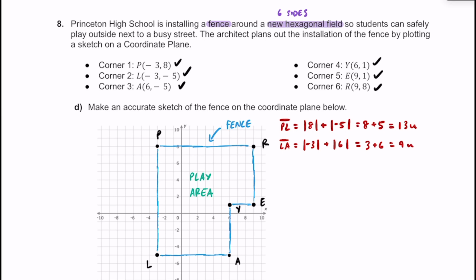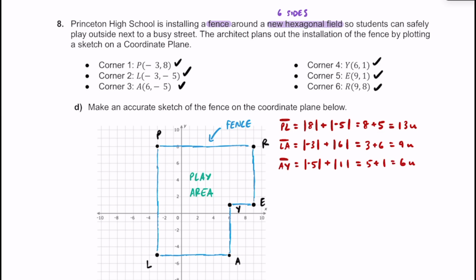All right, next we're going to go from A to Y. That's from here to here. Now A is down here at -5, and then Y is over here at +1. They're in different quadrants, so let's add their absolute values. That's going to be 5 plus 1, and that's going to be 6 units.